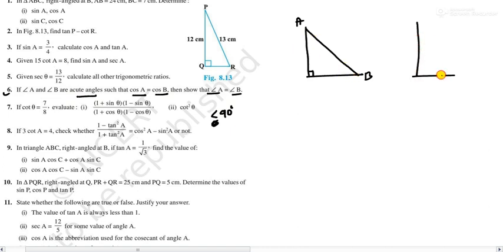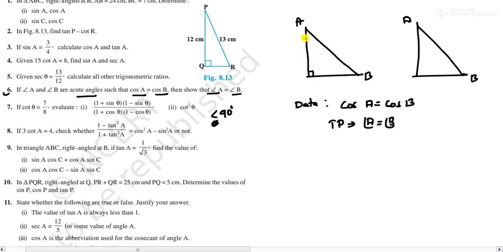Now again I will write two figures for this, A, B. Now they have given A and B are acute angles such that cos A is equal to cos B. Then show that angle A is equal to angle B. This is to prove, and this is the data given. So if A is here, this side is called AB and this as C. Now if theta is here, this is opposite, this is adjacent, this is hypotenuse. Now when theta is at B, this is opposite, this is adjacent, this is hypotenuse.